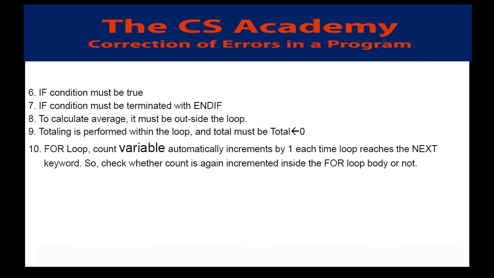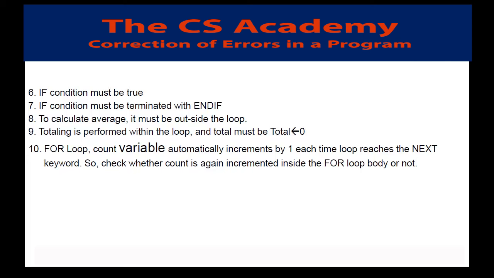Then point number seven, an if condition must be terminated with end if. If you don't write end if, then the construct is incomplete and the error will be reported. Point number eight, to calculate the average, it must be outside the loop. That means all the calculation is done within the loop, and all the running totals will be done within the loop, whether you are using a for loop, while loop or repeat until.